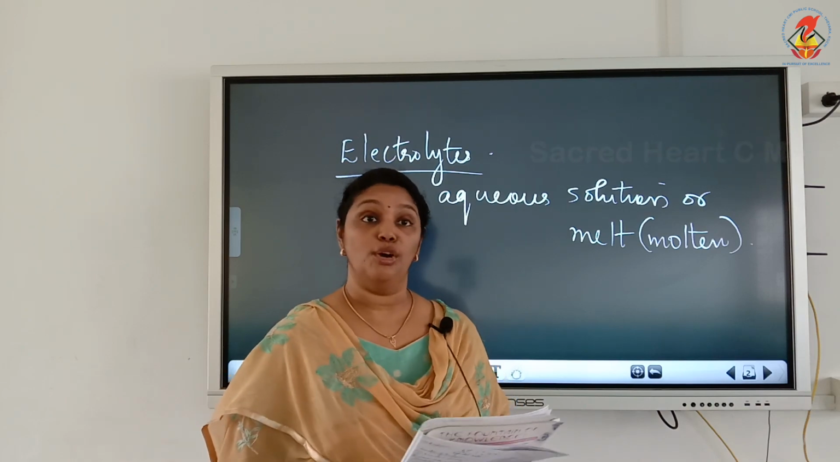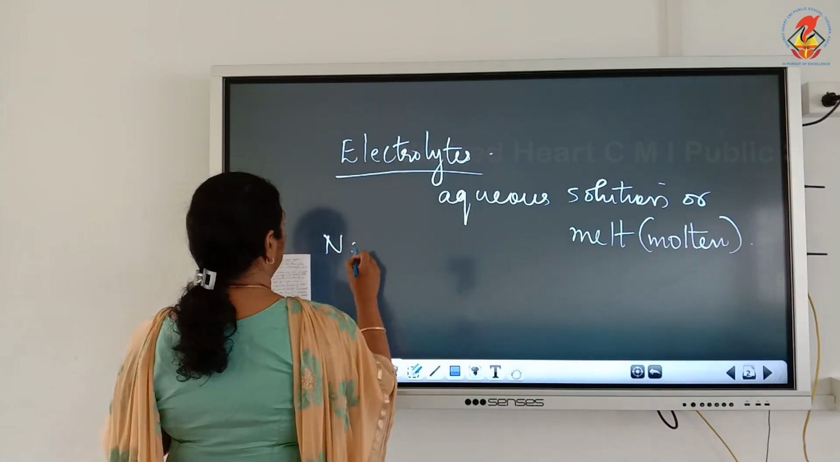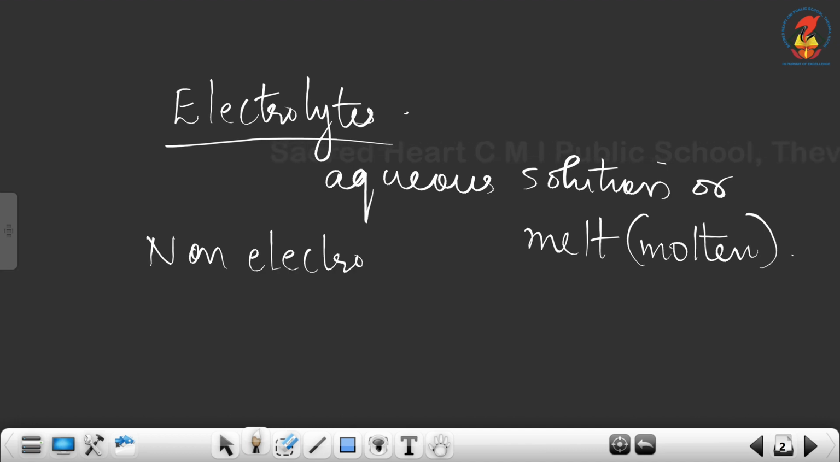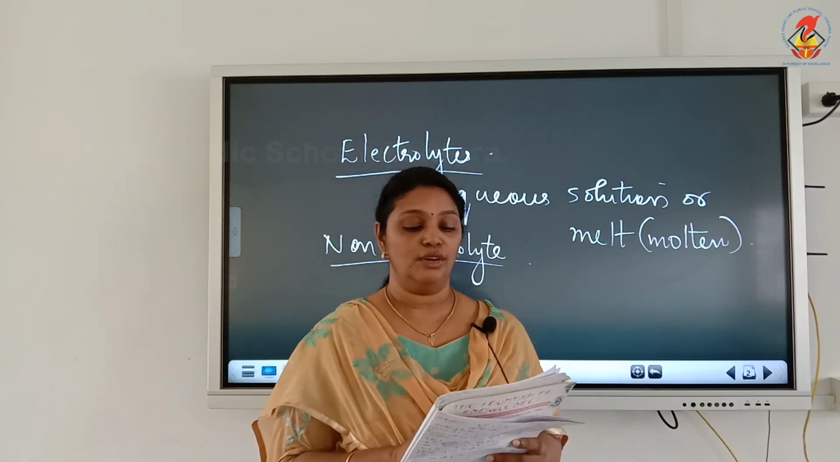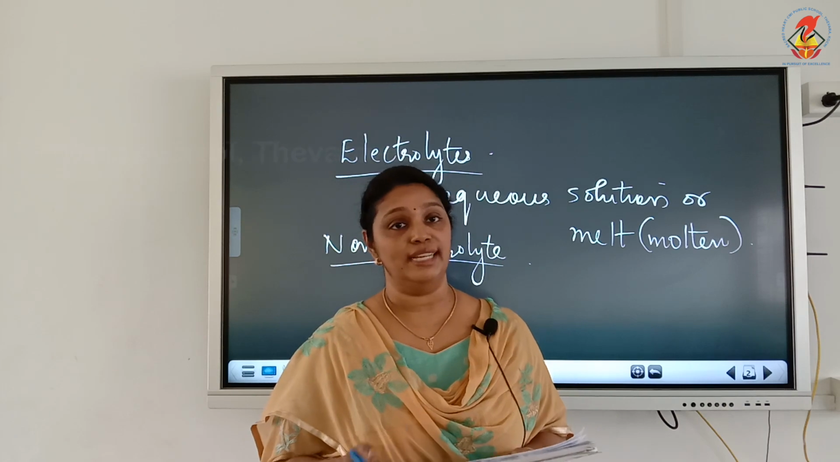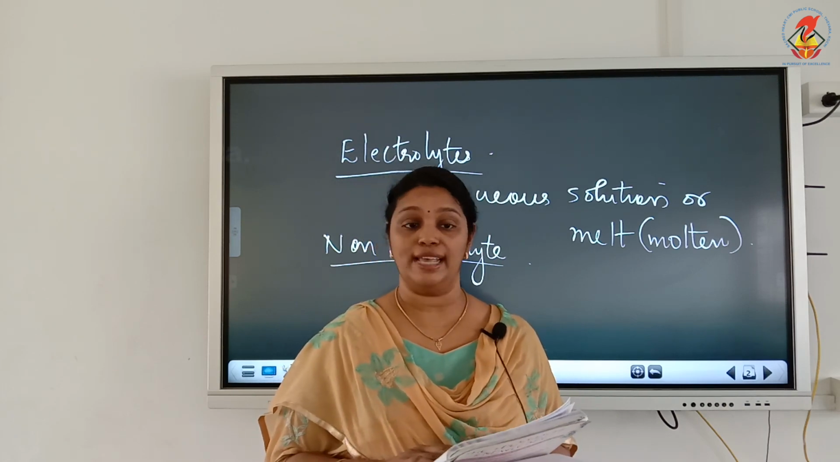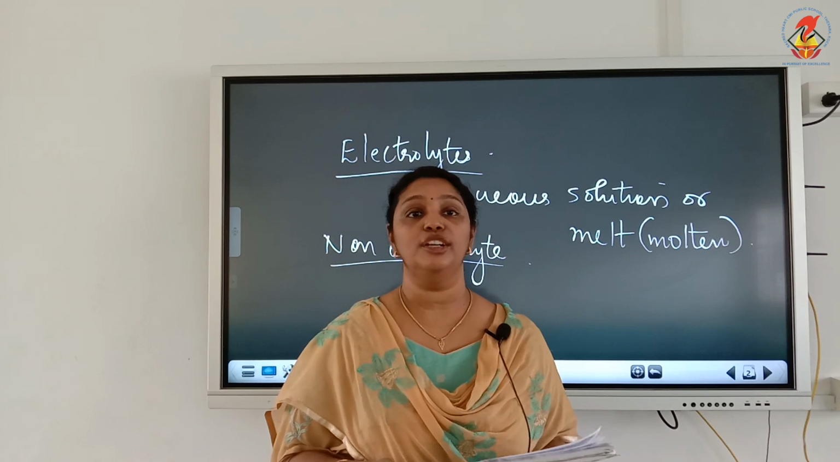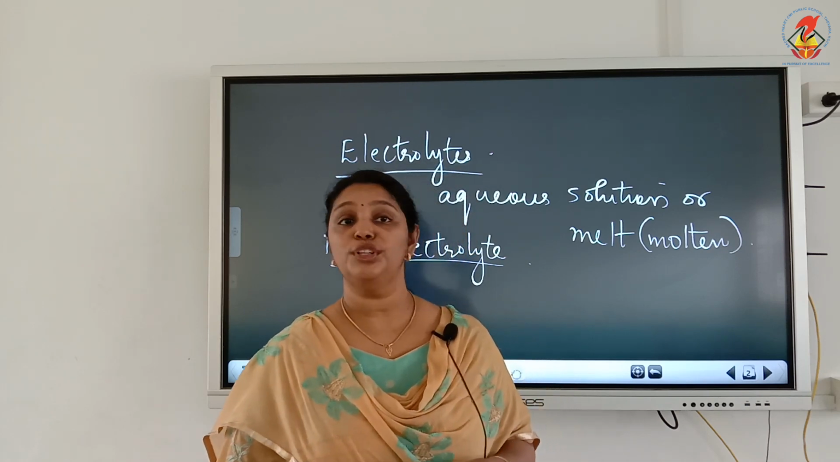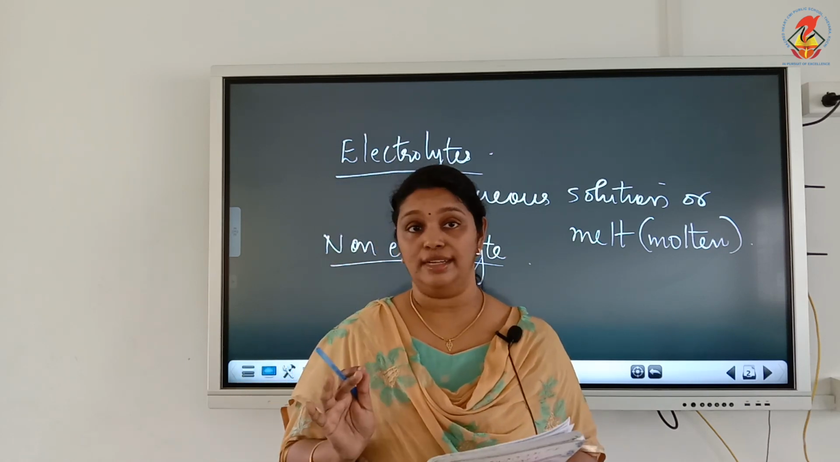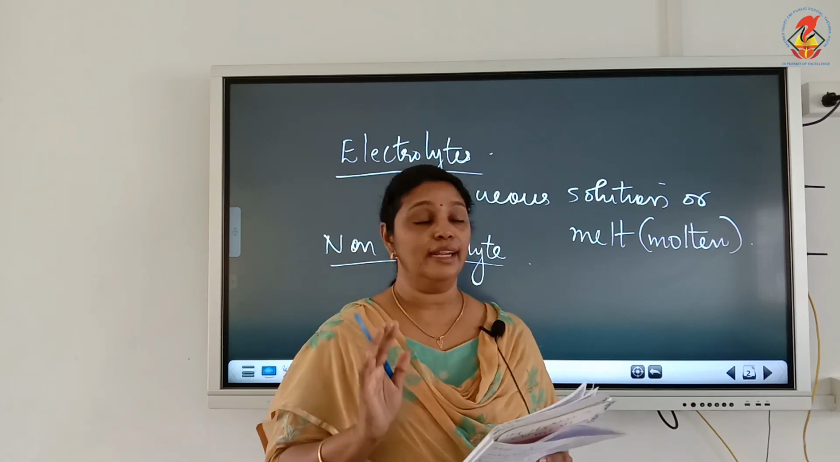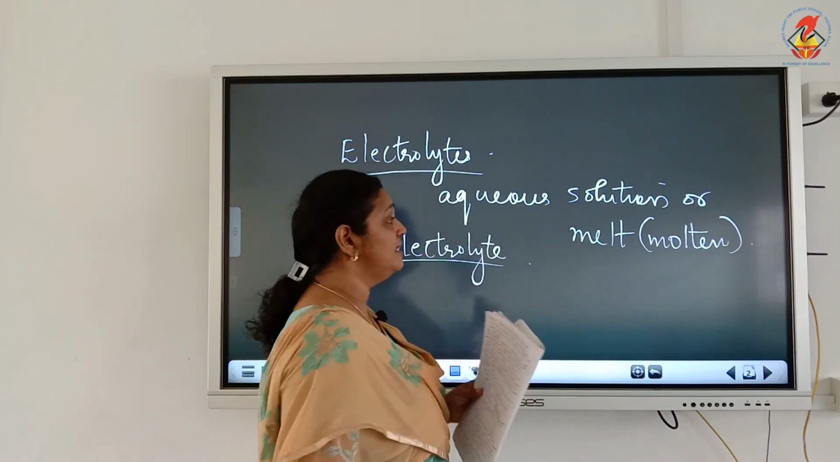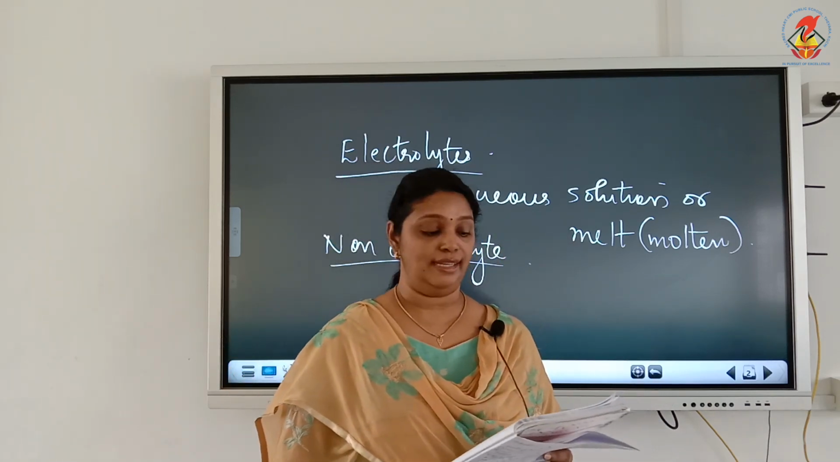Now, what do you mean by a non-electrolyte? Non-electrolytes are substances which do not conduct electricity in aqueous solution or molten state. They are called non-electrolytes. For example, aqueous solution of sugar, urea, all these are examples for non-electrolytes. So, we are going to discuss the electrolytes. Electrolytes conduct electricity in aqueous or molten state.